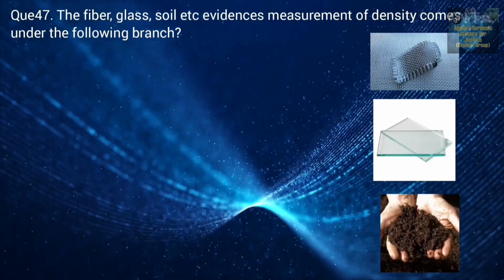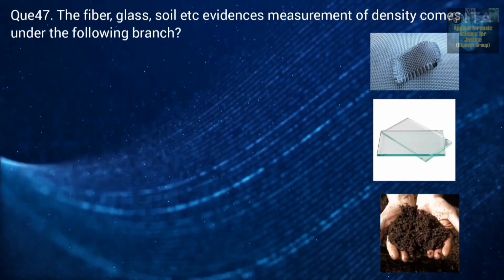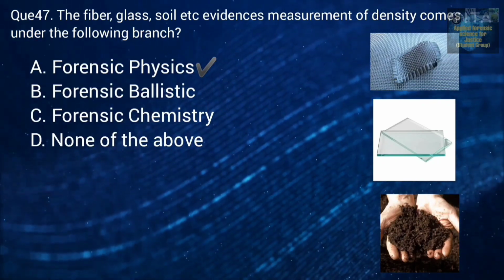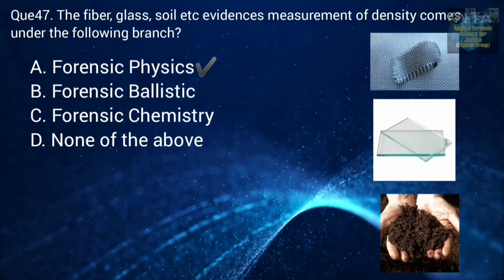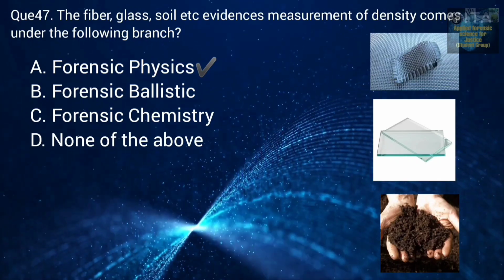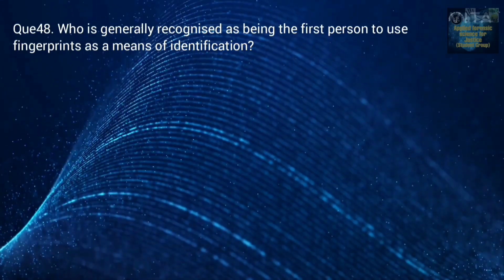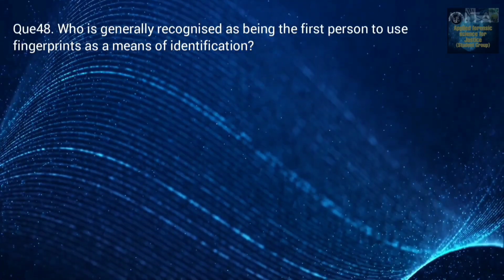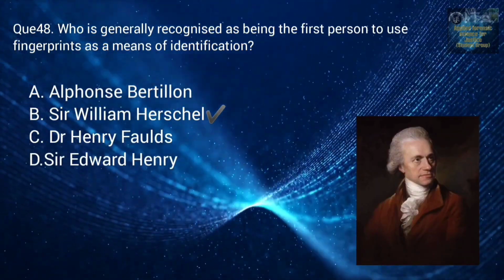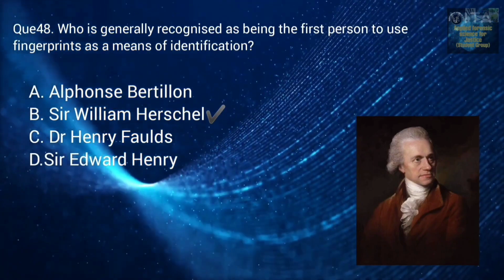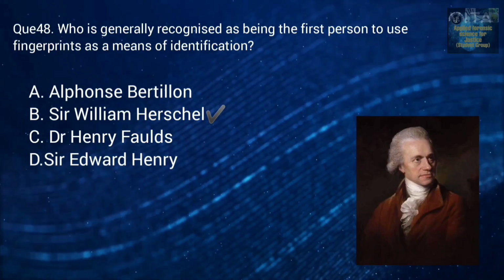Question number 47. The evidences like glass, soil, etc., measurement of density comes under the following branch. Options are A forensic physics, B forensic ballistics, C forensic chemistry, D none of the above. The correct answer is A forensic physics. Question number 48. Who is generally recognized as being the first person to use fingerprints as a means of identification? Options are A Alphonse Bertillon, B Sir William Herschel, C Dr. Henry Ford, D Sir Edward Henry. The correct answer is B Sir William Herschel.